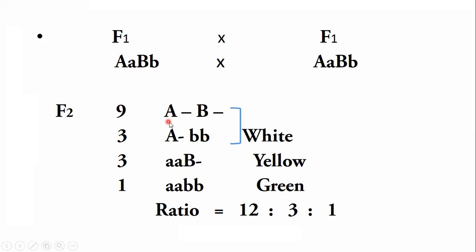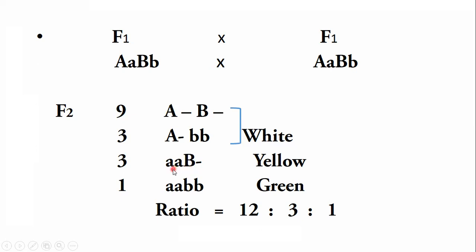So if the dominant copy of the A gene is present, it masks the expression of the B gene. In the first two cases, you can see that the dominant copy of the A gene is present. That's why it masks the expression of the B gene at the second locus and the phenotype is white. In the case of the third condition, the A gene is present in recessive condition, so the dominant copy is missing. If the dominant copy is missing, obviously in that case, the B gene can express itself.